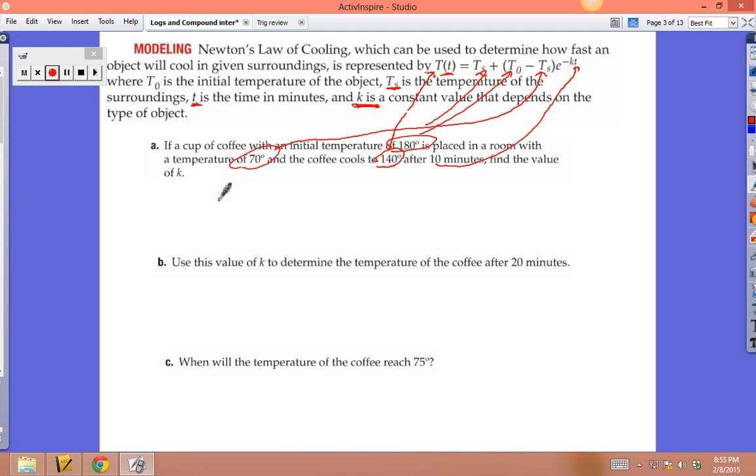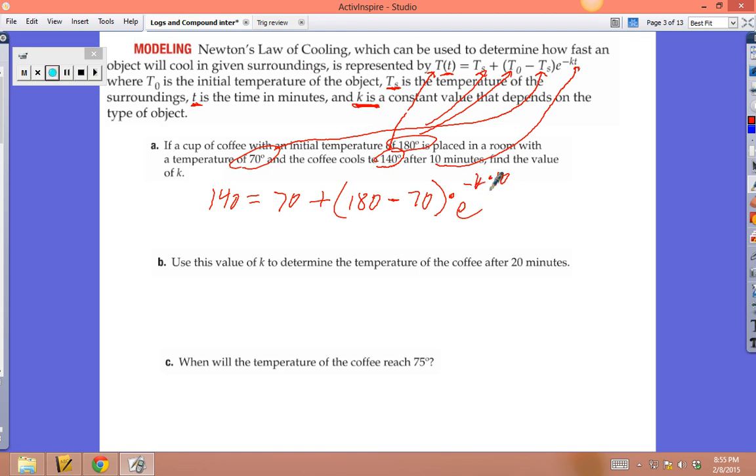So here we go. 140 is equal to, alright, so the temperature of the surroundings, that's 70 degrees, plus the initial temperature is 180, minus the surroundings, that's 70, and you're going to multiply that by this natural growth number, which is e, raised to the negative, and we don't know what k is, but we do know the time was 10. Okay, so now I need to solve for k.